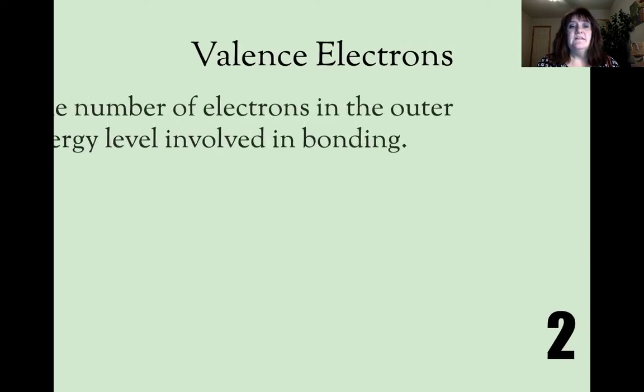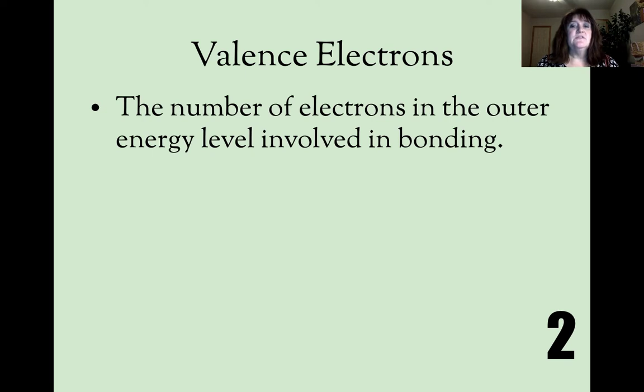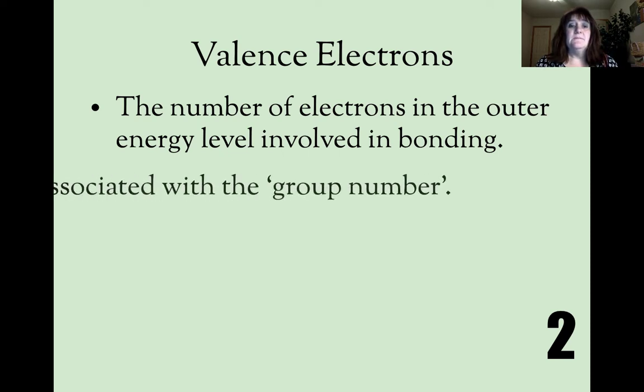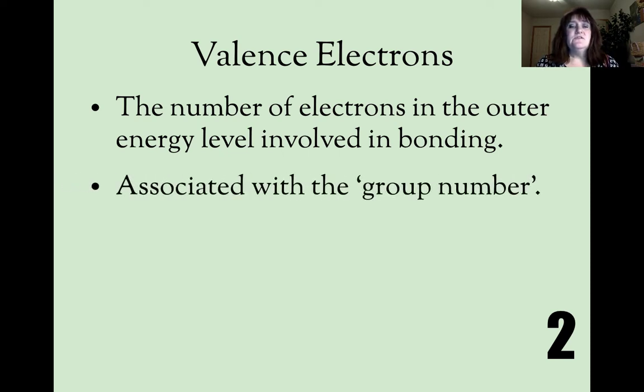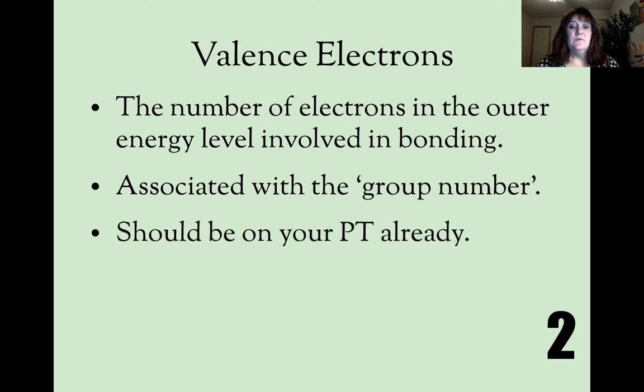First, let's talk about valence electrons. Valence electrons are the number of electrons in the outer energy level, and they're the electrons that are involved in bonding. They're loosely associated with the group number, and we've already added those to our periodic table.